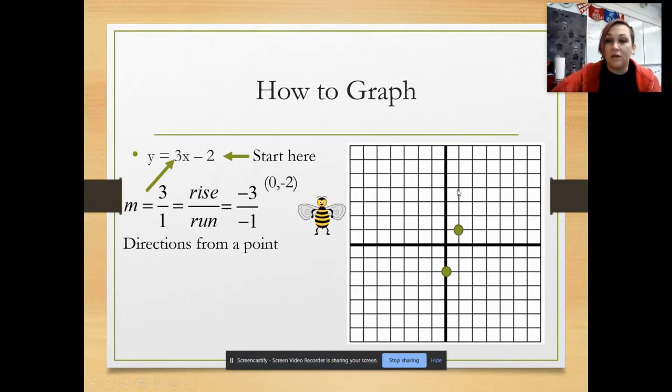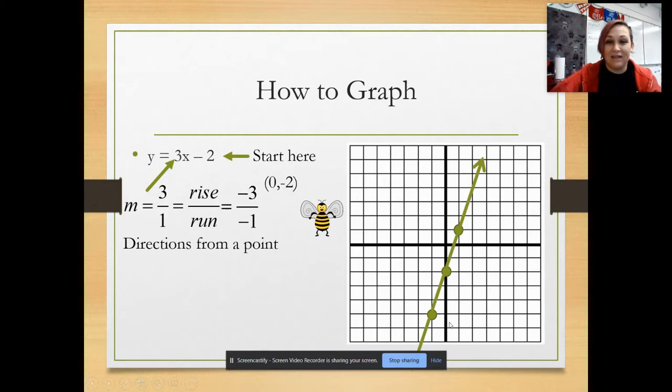So while I could keep going up 3 and right 1, I also have the option of going -3, so rising down 3, and running -1, running to the left 1. And notice that that dot is lined up nicely with my other two dots. So you can go up and right, or you can go down and left, and those will still get you a nice straight line.